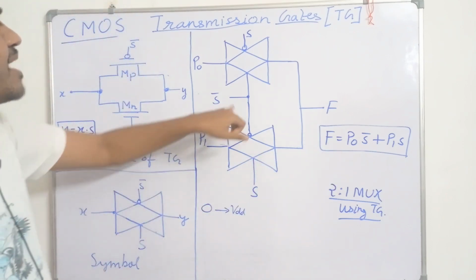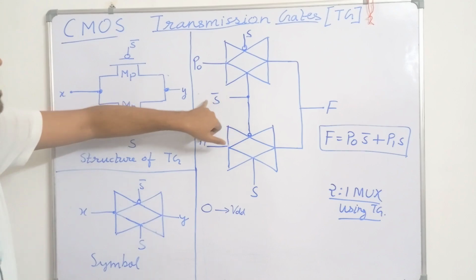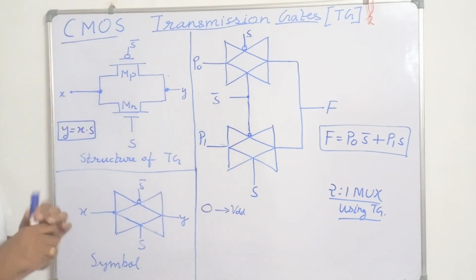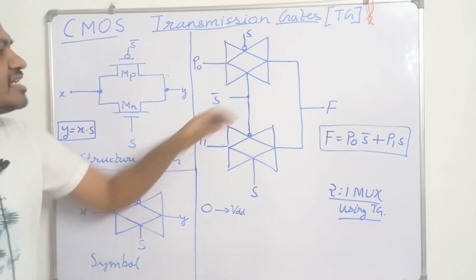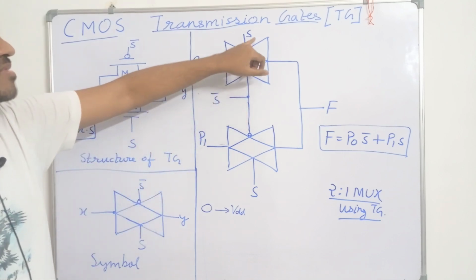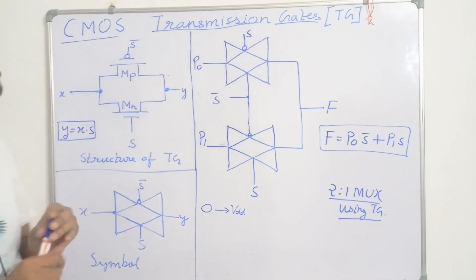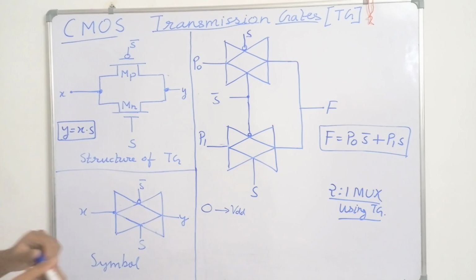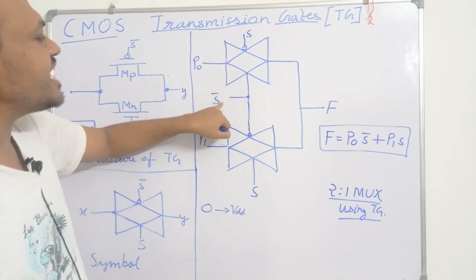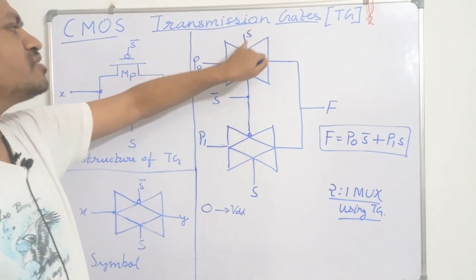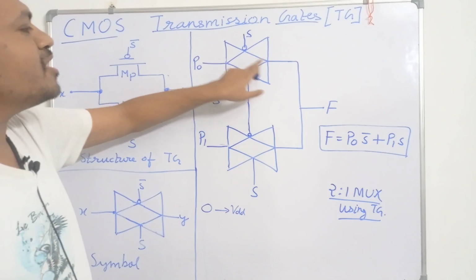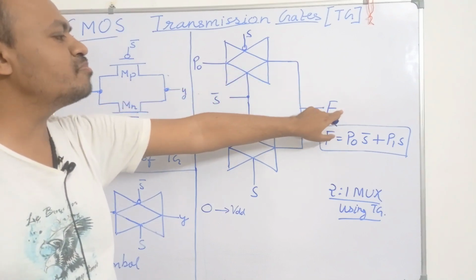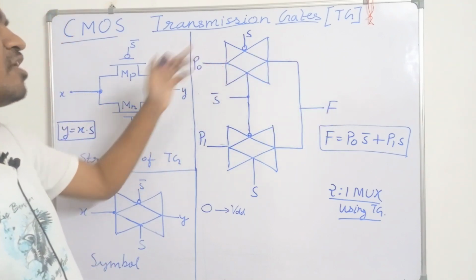When S is equal to 0, S bar equal to 1. So this NMOS will be on and this PMOS will also be on, because S bar equal to 1 and S is equal to 0. So this transmission gate will be on. So we will get the output F equal to P0.